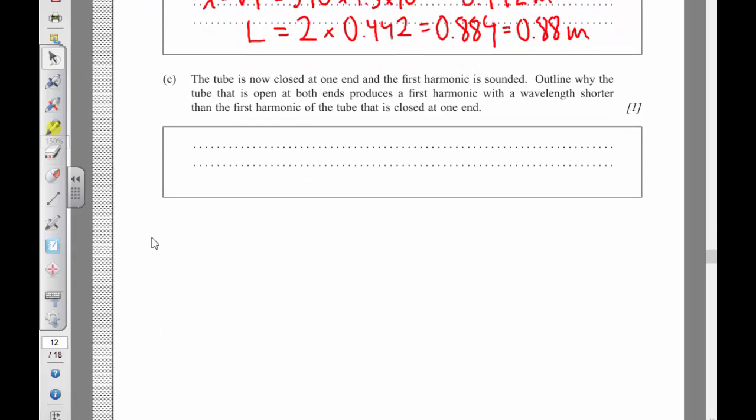The tube is now closed at one end and the first harmonic is sounded. Outline why the tube that is open at both ends produces a first harmonic with a wavelength shorter than the first harmonic of the tube that is closed at one end. Okay, so for a tube closed at one end, L is going to be a quarter of the first harmonic's wavelength, equals lambda 1 over 4.